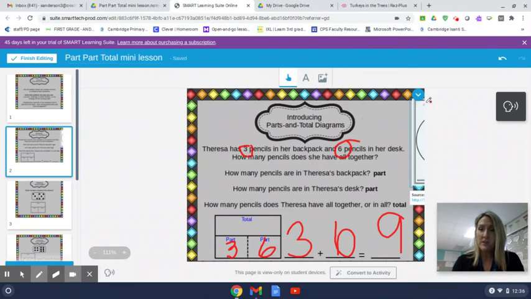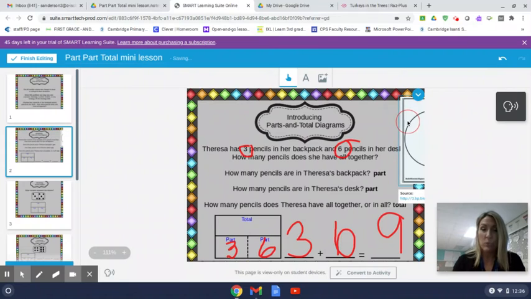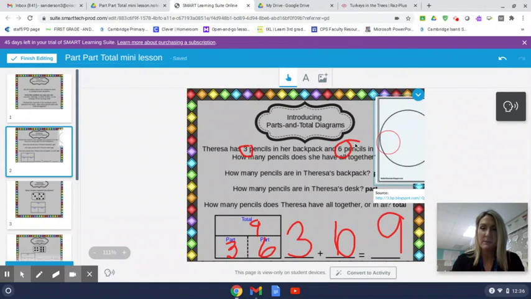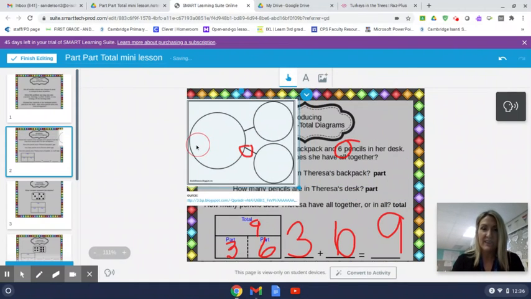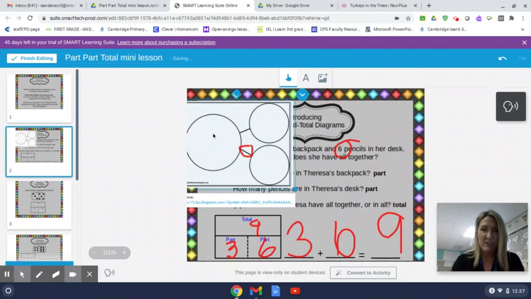Now, I want to show you something else. Oh wait, I forgot to put the total at the top, didn't I? 9 goes at the top. That is our total. Now I want to show you something, because it kind of reminds me a lot of this guy. That's our number bond.